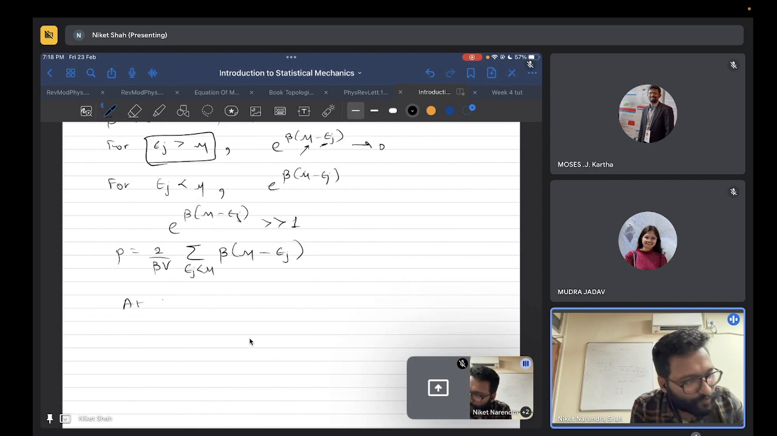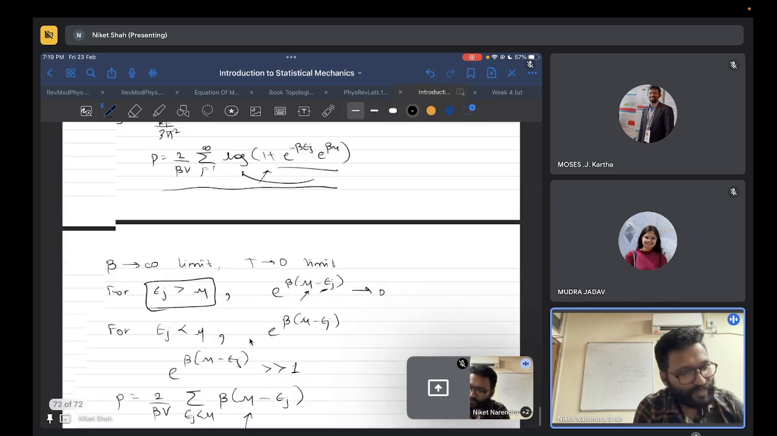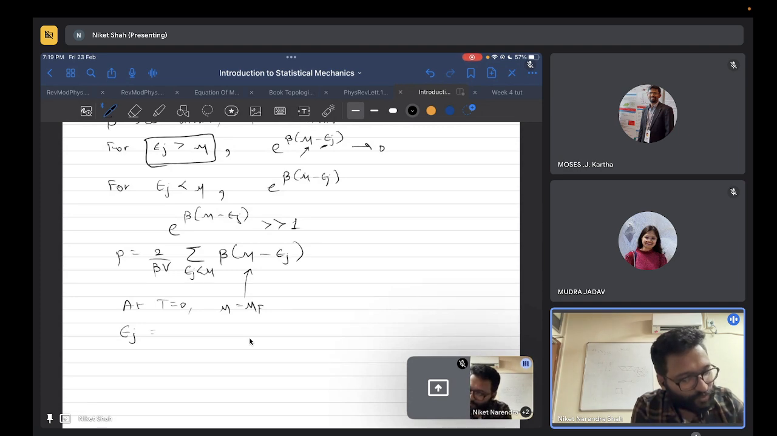At t equal to 0, by the way, mu is equal to mu f, so I'll just write mu f here. And epsilon j, because the question talks about an ultra relativistic Fermi gas, so in that case, epsilon j is what? Someone tell me the expression.